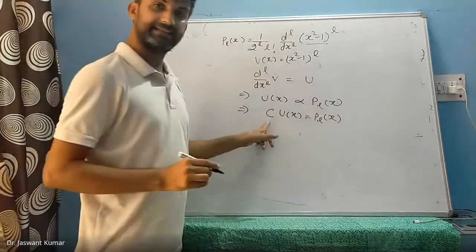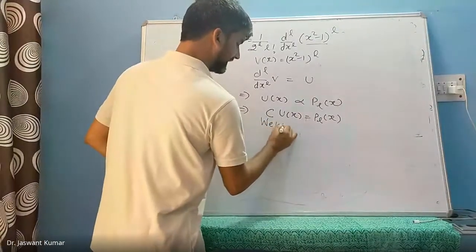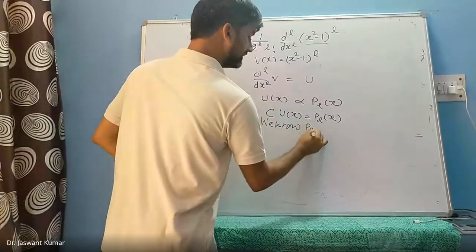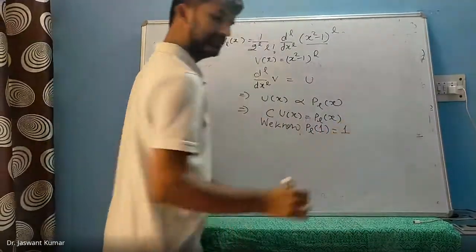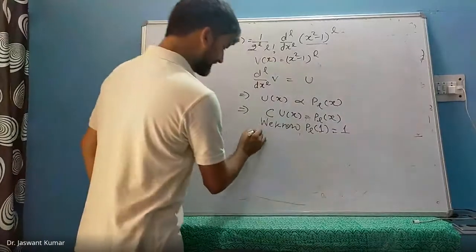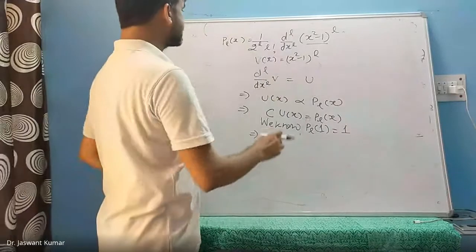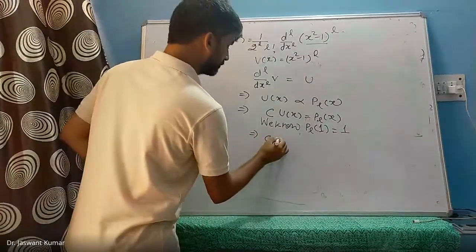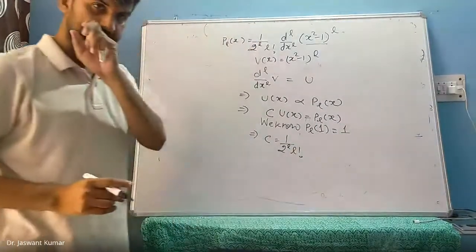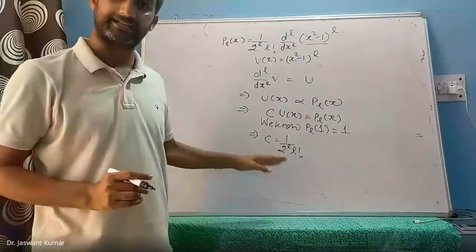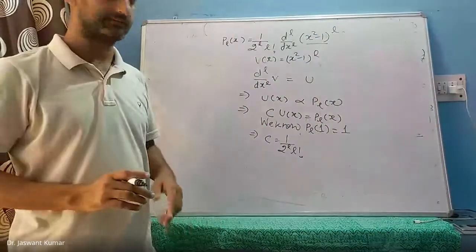The way we determined this C was that we know PL of 1 is always equal to 1. So this tells us what C should be. C came out to be 1 by 2 to the power L, L factorial. This is what I tried to explain via an audio commentary last evening. So if you have some doubt in this, you can please ask me.